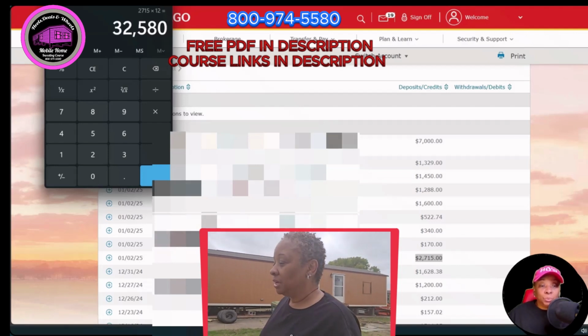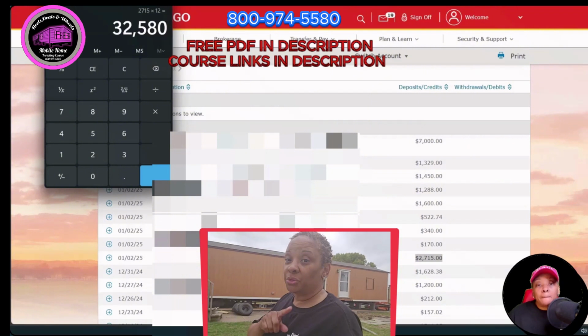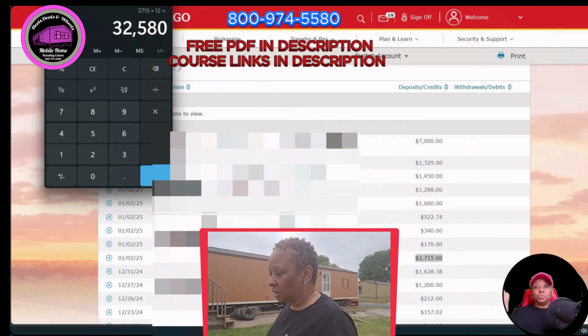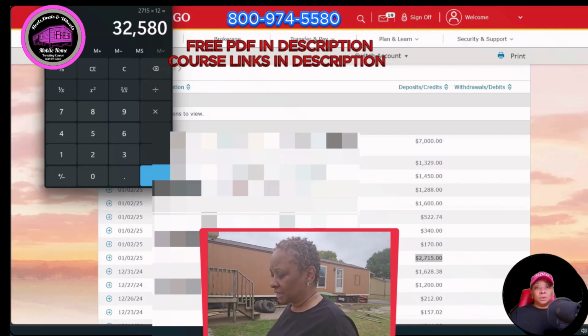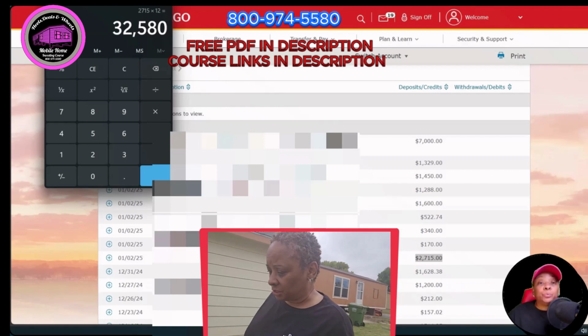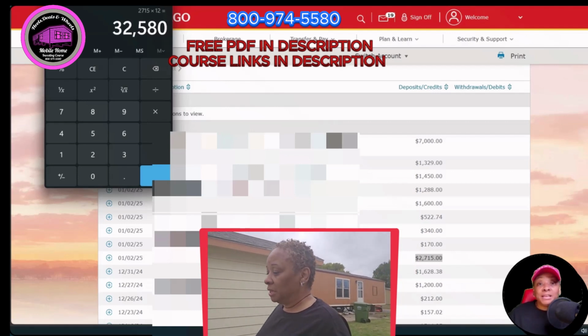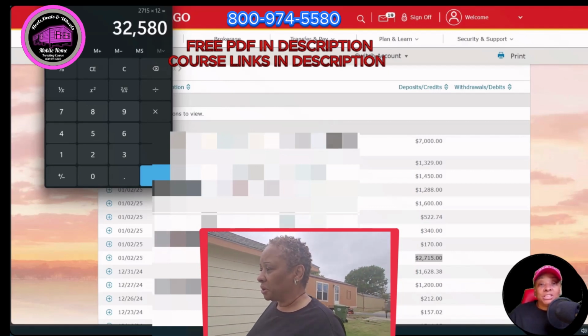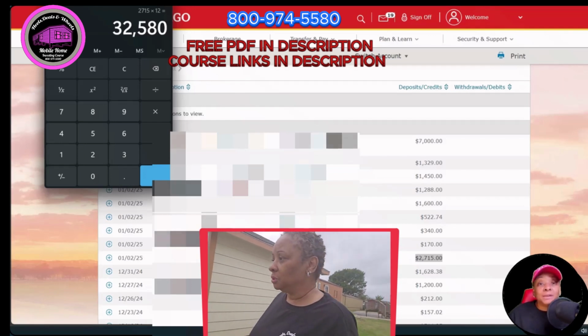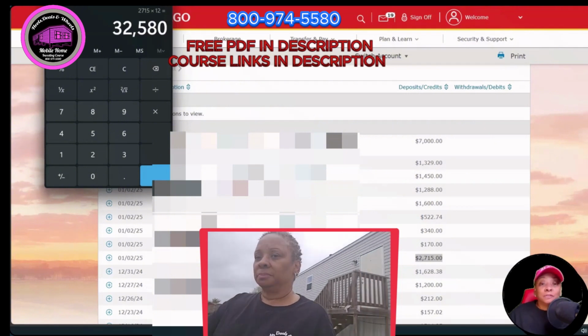$580 that we are getting for this particular mobile home, right? That's how much we would get. What if I tell you that's not what we're getting? I'm trying to keep it real with you guys. That's not what we're getting, because you know what we did not account for? We did not account for the lot rent.